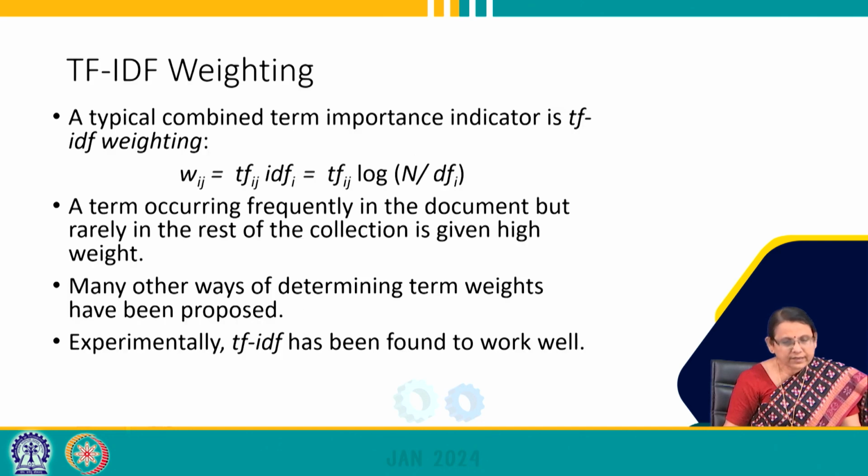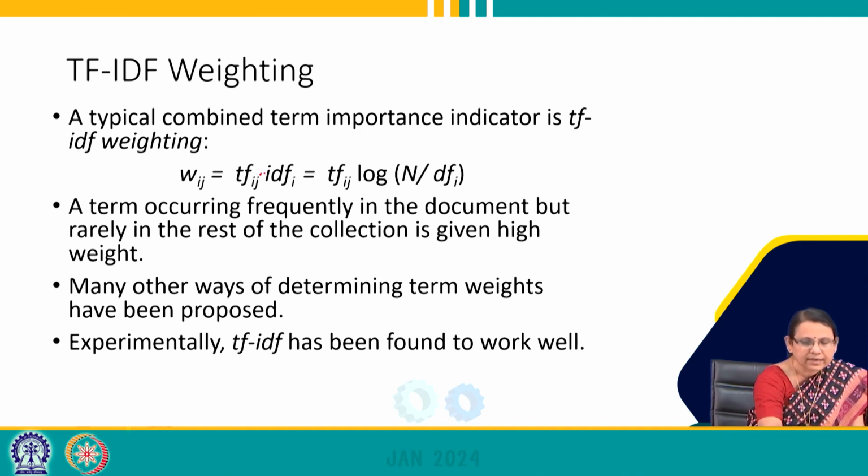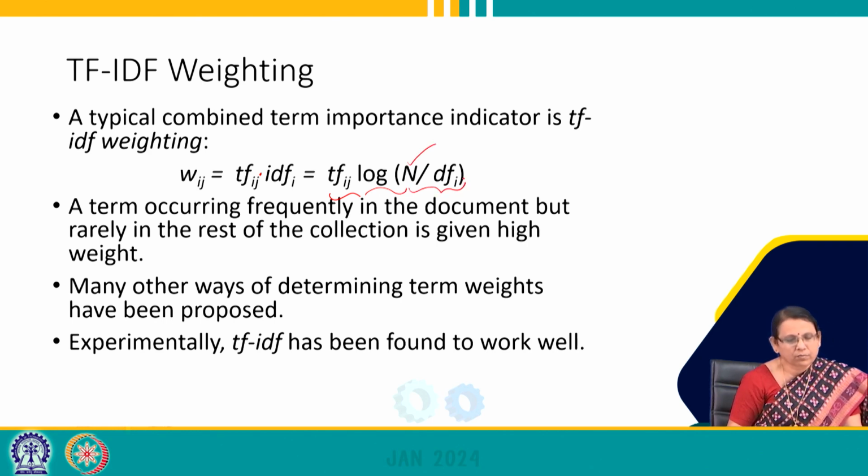Now, it is observed that typically if you combine these two, it gives a very good weight for the feature. So, this TF into IDF, which is TF into log of n, where n is the total number of documents, total number of reviews, etc., that you have, divided by the document frequency.